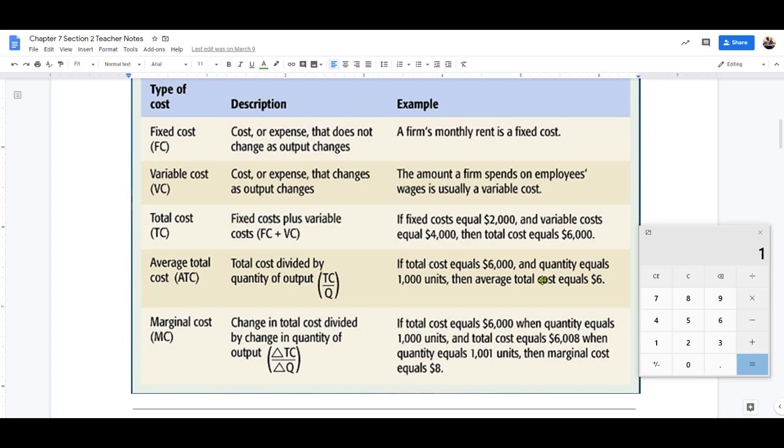If that confuses you, just look at this. My total cost was 6,000 and now it's 6,008. And my change in units is 1,000 to 1,001. So the difference between the two, I take 8, divide that by 1, and I get 8. It's just that simple. You just take the difference between those two sets of numbers. It's not complex at all.